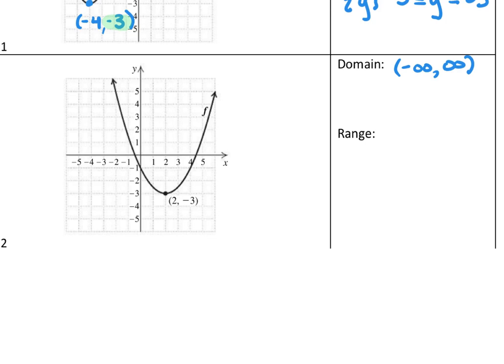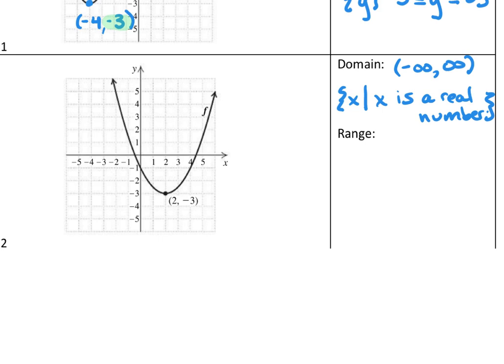All right, now if you want this in set notation, we don't have infinities in our set notation. All we're going to say is x is a real number. Or all real numbers, just something that says that x can be anything. All right, that is our domain.